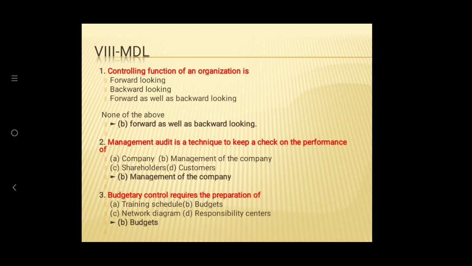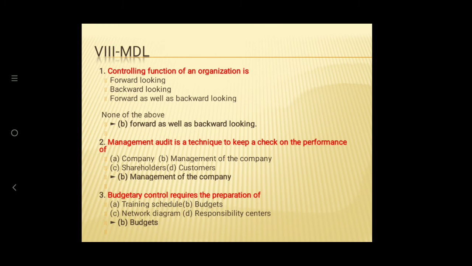Now let us move on. The next chapter, controlling. Controlling is an end function of management, or the last function of management. In this controlling chapter, the first question: the controlling function of an organization is forward looking, backward looking, both forward as well as backward looking, none of the above. Here option B, forward as well as backward looking. Planning and controlling are both forward looking as well as backward looking. Option B is the right answer.